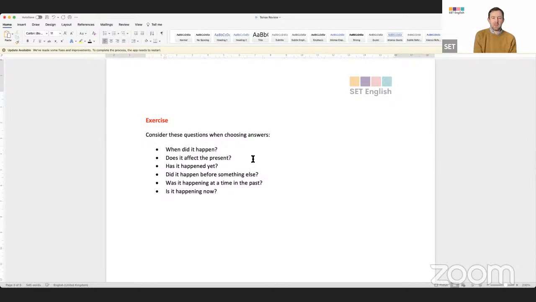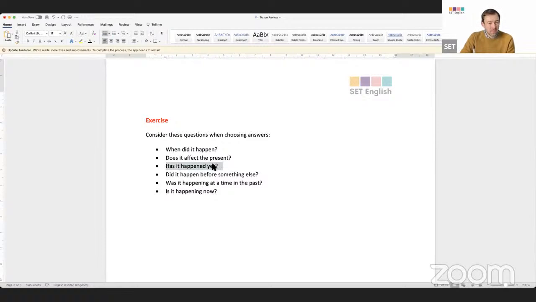These are the questions that you need to ask yourself. When did this action happen? Does it affect the present? Has it happened yet? Maybe it's in the future. Did it happen before something else? Was it happening at a time in the past? Is it happening now? Think about what the answer to those questions would be. When did it happen? That's just a general thing. We should always think of that. Does it affect the present? Well, that could be present perfect or present simple, or present continuous.